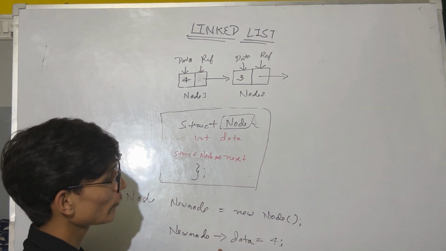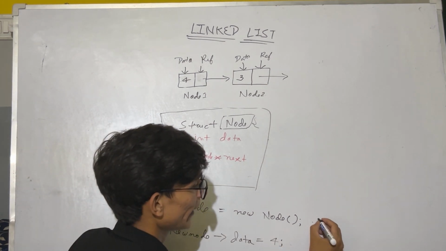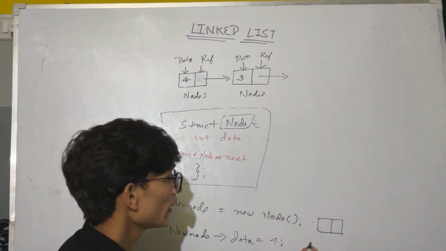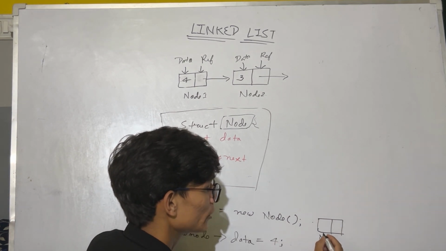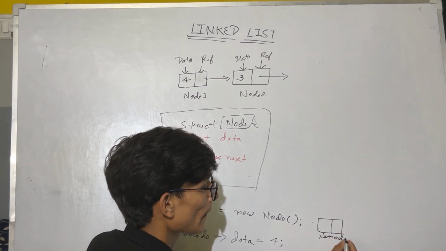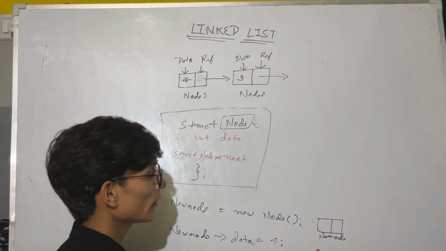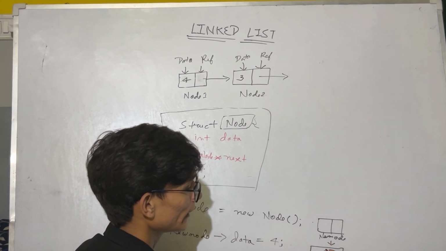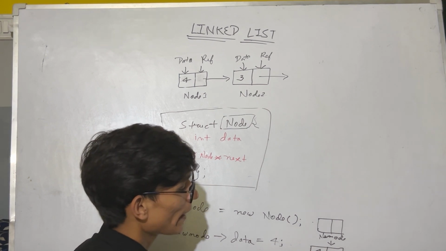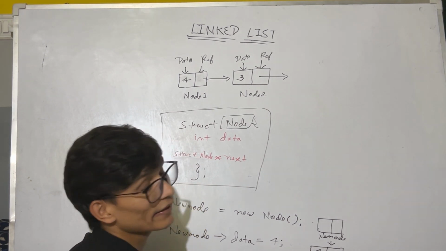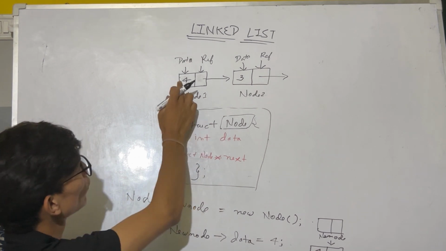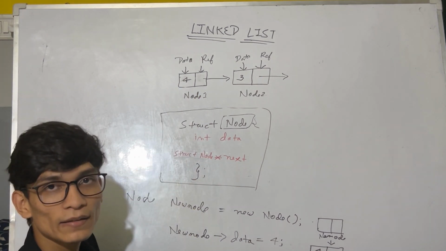So what it will do, this line just initialized a node inside memory. The name of that node is new node. And what is this line doing? This line is just storing the integer 4 inside the data part. For now there is nothing inside the reference part or next pointer. So we have stored the 4 inside the data part.